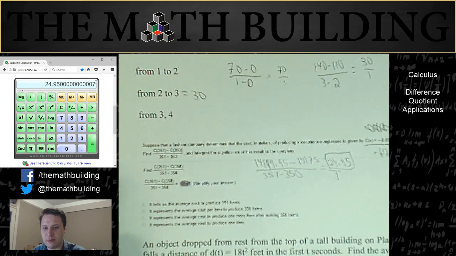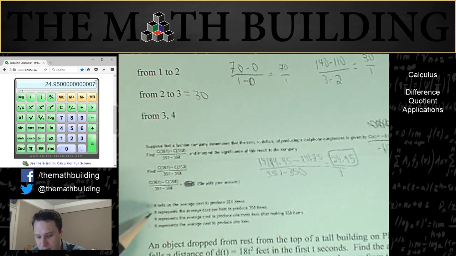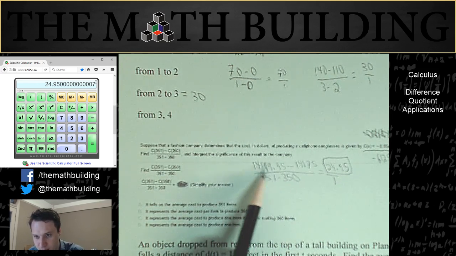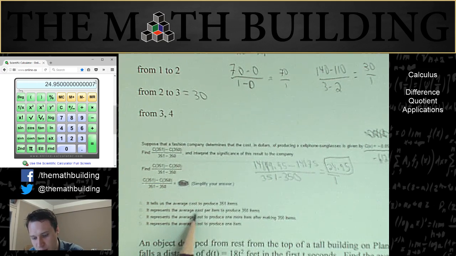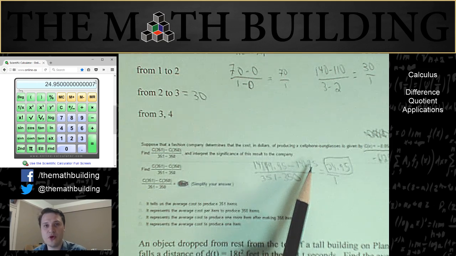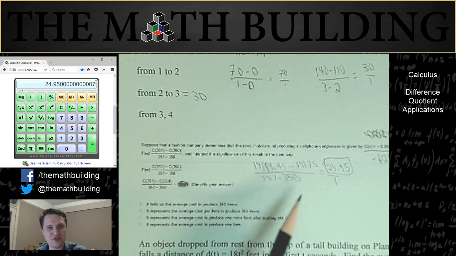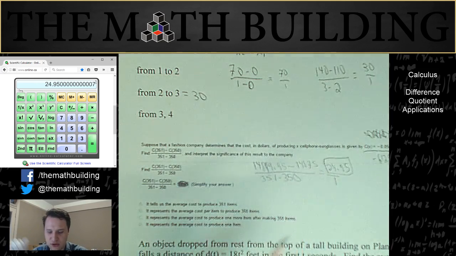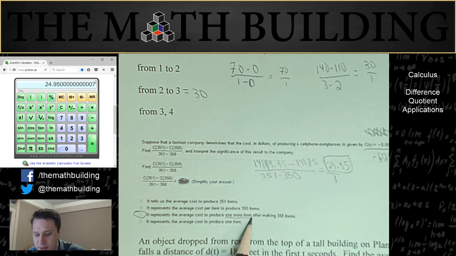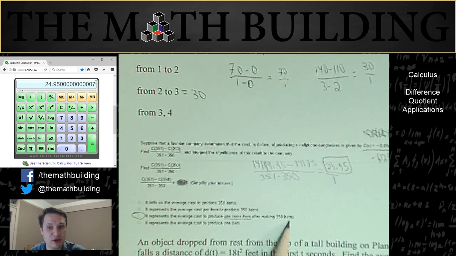And so this is important, which of these does it represent? Is it the average cost to produce 351 items? No, that's this number right here. Is it the average cost to produce 350 items? No, again, that's this number right here. Remember, when we're doing an average rate of change, we're looking at the marginal change of something. Is it the average cost to produce one item? Definitely not. It is this one. The average cost to produce one more item after making 350 items.